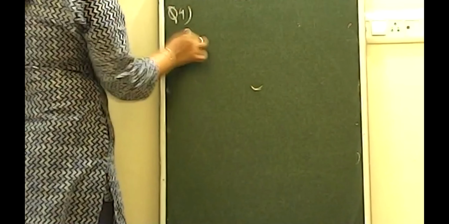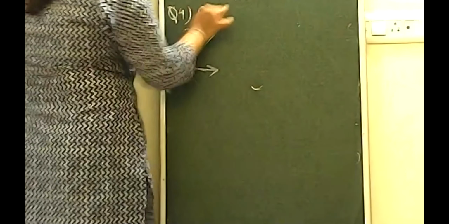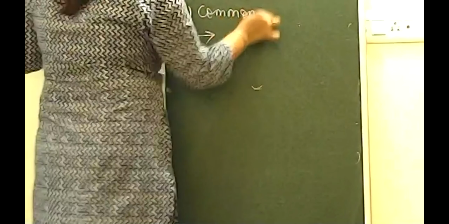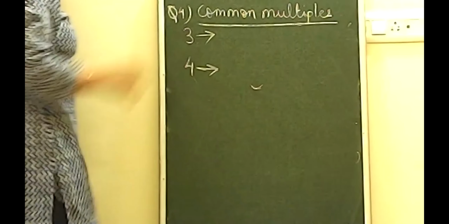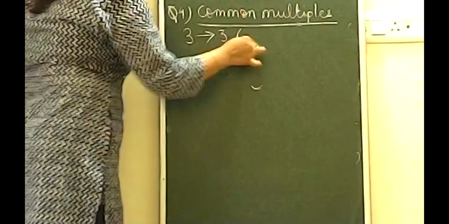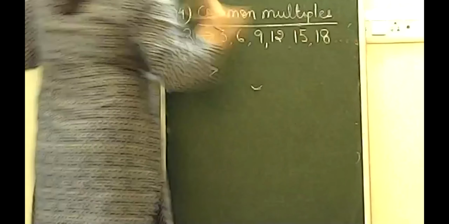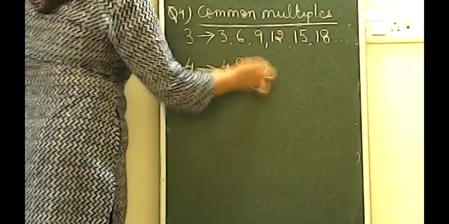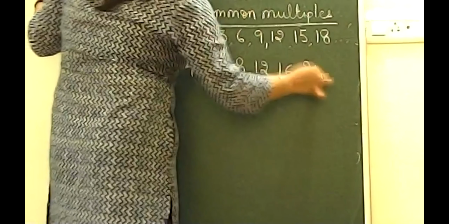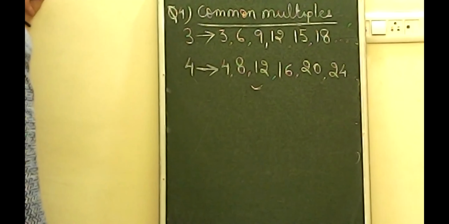So first of all, we'll find out the multiples of 3, and we will find out the multiples of 4. I'm not writing down the begin line. We have to just find out the common multiples. So let us write 3, 6, 9, 12, 15, 18 and further. I'm not writing completely. Now 4: 4, 4 2s are 8, 4 3s are 12, 4 4s are 16, 4 5s are 20, 4 6s are 24, and so on. I'm not writing further because multiples are endless.